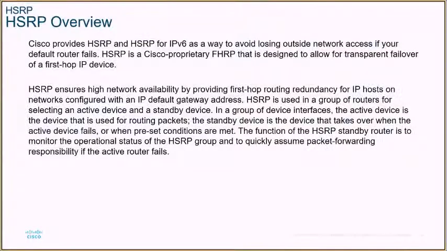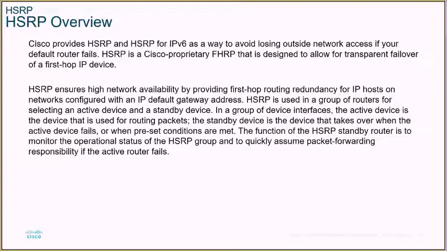So let's talk about HSRP in particular. It provides a way to avoid losing outside network access if your default router fails. It is Cisco proprietary and designed to allow for transparent failover of a first-hop IP device. It ensures high network availability, providing first-hop routing redundancy for IP hosts on networks configured with an IP default gateway address. It is used in a group of routers for selecting an active device and a standby device, or devices.